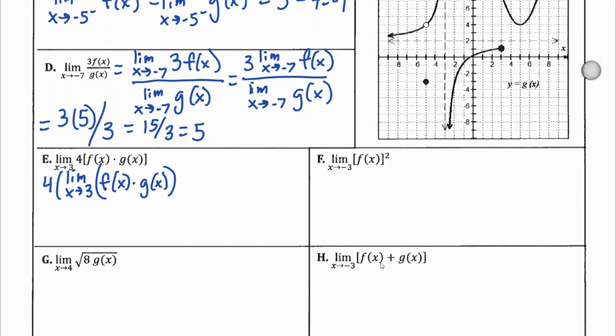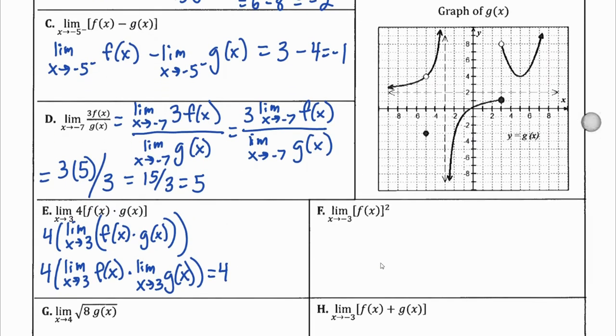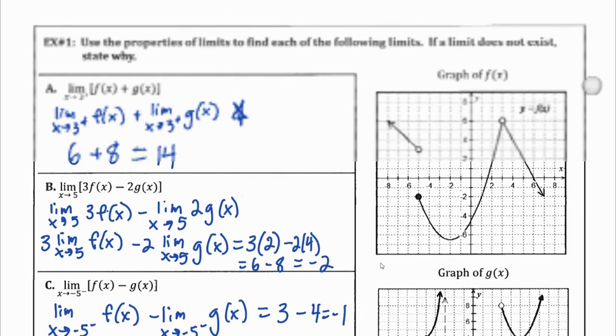So we want to take that 4 out front first, and then we can split up that multiplication and say 4 times the limit as x approaches 3 of f of x times the limit as x approaches 3 of g of x. And then we can go ahead and plug in. So we have 4. The limit as x approaches 3 of f of x is here. That's going to be 6.